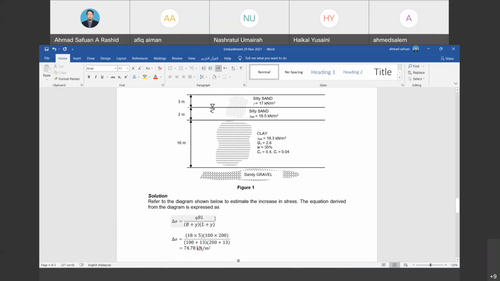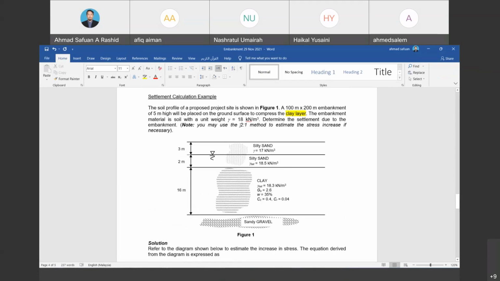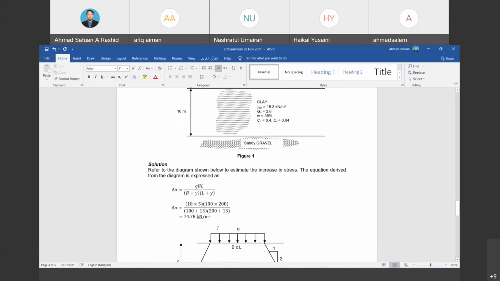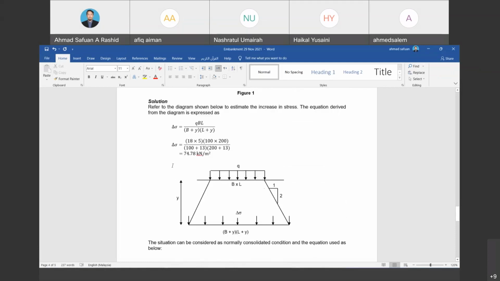Okay, so this is an example of equations for the 2-to-1 method. This is the diagram for the 2-to-1 method. Refer to the diagram shown below to estimate the increase in stress. The equation derived from the diagram is expressed as QBL over (B plus Z) times (L plus Z). In this case, we use Z to represent the depth.